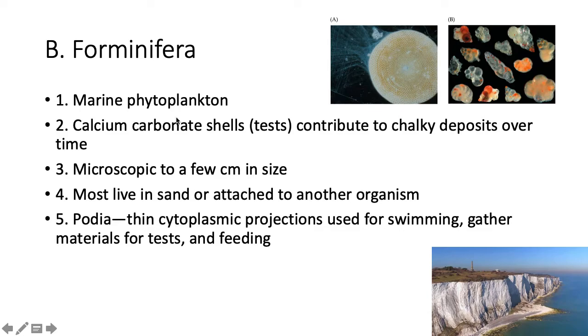Foraminifera, marine phytoplankton. Instead of silica for their exoskeleton, they actually have a calcium carbonate shell called tests that leave this chalky deposit over time. And the White Cliffs of Dover, that's why they're white. It's because of these Foraminifera. Size of them can be microscopic to a few centimeters in size. Mostly live in sand or attached to another organism. You can see up here what they look like. They do have pseudopodia, thin cytoplasmic projections used for swimming, gathering materials for tests, their calcium carbonate shells, and feeding.